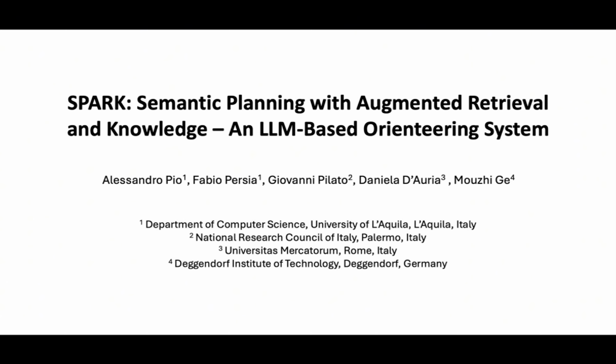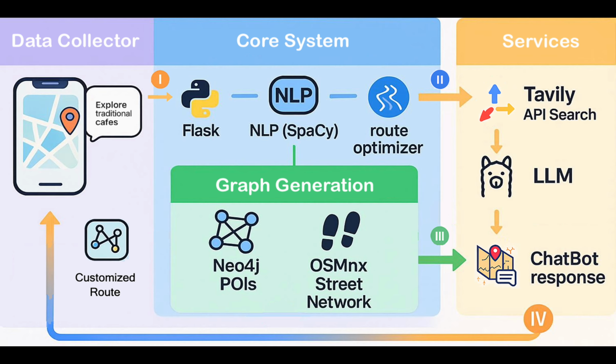Spark is a project combining artificial intelligence, understanding natural language and geospatial knowledge to deliver a fully customized travel experience. The name of the application shown is Spark, which stands for Semantic Planning with Augmented Retrieval and Knowledge. Let's now get to the heart of Spark, and let's see how it works.